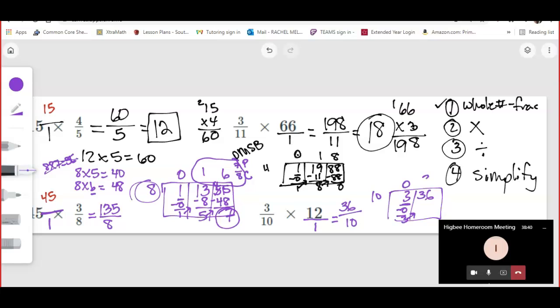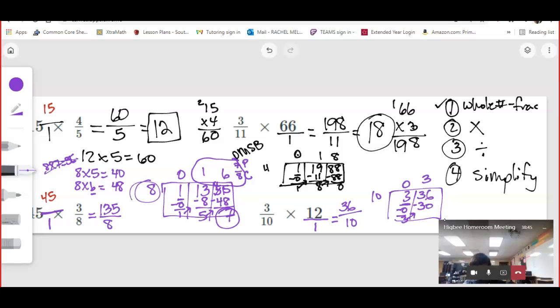So how many 10s can I get out of 36? 3. Good. And if I take that away, 3 times 10 is 30. What am I left with? 6. So what is that remainder? 6 tenths. Okay, so you said the remainder is 6 tenths. Can I simplify 6 tenths? You sure about that? Oh, yes, you can.